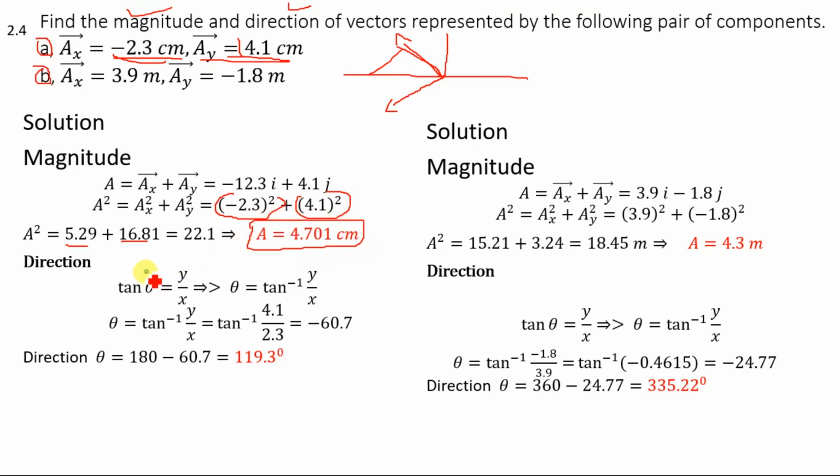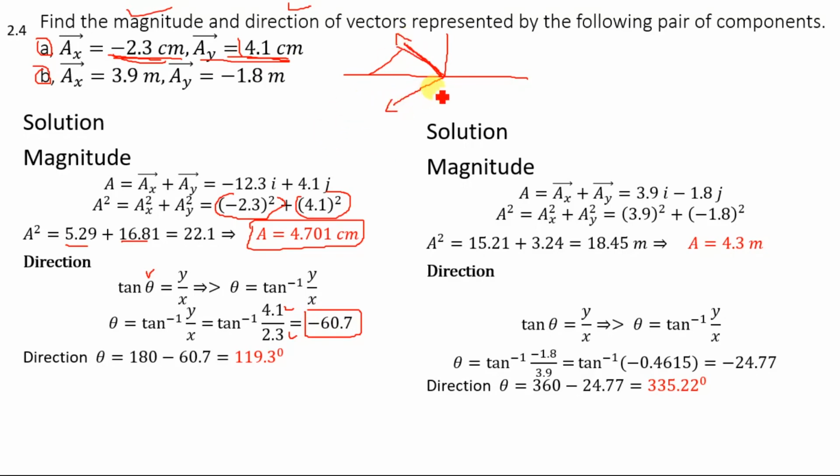Now for calculating theta, we know that tangent theta is equal to y divided by x. Here the y component is this 4.1 and the x component is minus 2.3 centimeter. So we will have theta is equal to tangent inverse of y divided by x. Substituting the values, we will finally get minus 60.7 degree. So this minus 60.7 degree lies in the second quadrant.